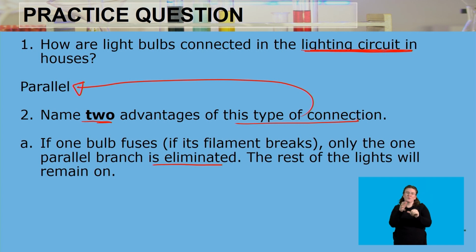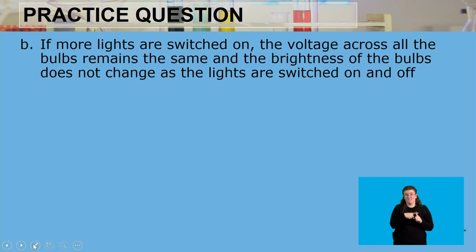So if one of the light bulbs breaks, that means all the other ones can still function because there's more than one pathway that can be taken by the current as it is moving from one point to the next point. The second advantage is if more light bulbs are switched on, the voltage across all the bulbs remains the same, which then means the brightness of the bulb does not change, as the lights are switched on and off.